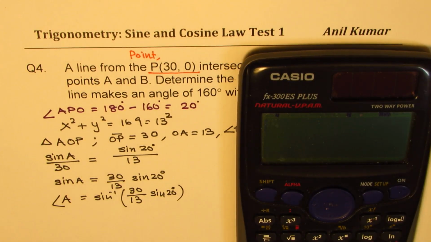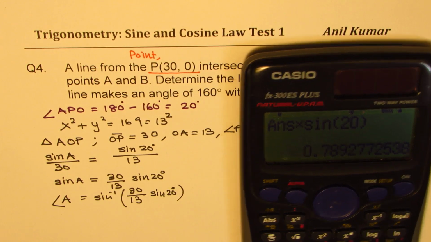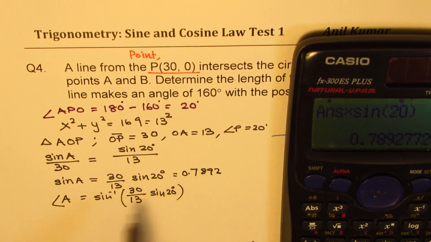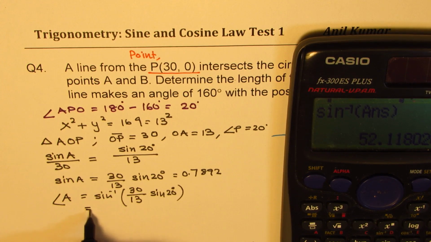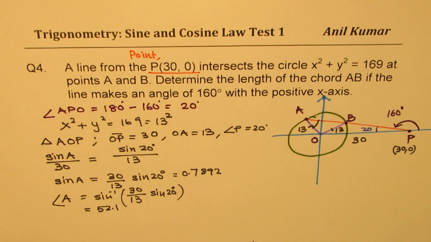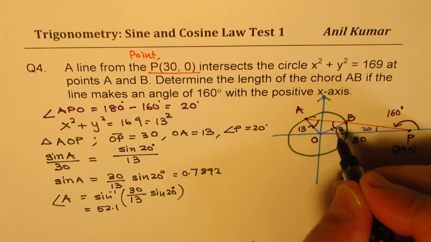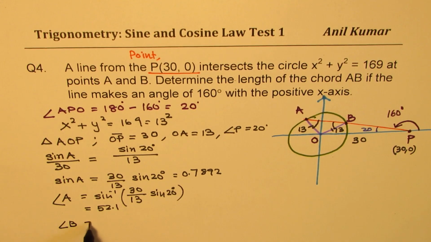So let's figure out this number first. We have 30 divided by 13 times sine of 20 degrees, and we'll do sine inverse, right? So this is 0.7892. Now we'll do sine inverse of our answer. And what we get here is the angle A, which is equal to 52.1. So that is the angle A. Now, if this is 52.1 and this is an isosceles triangle, the angle B should also be equal to 52.1.